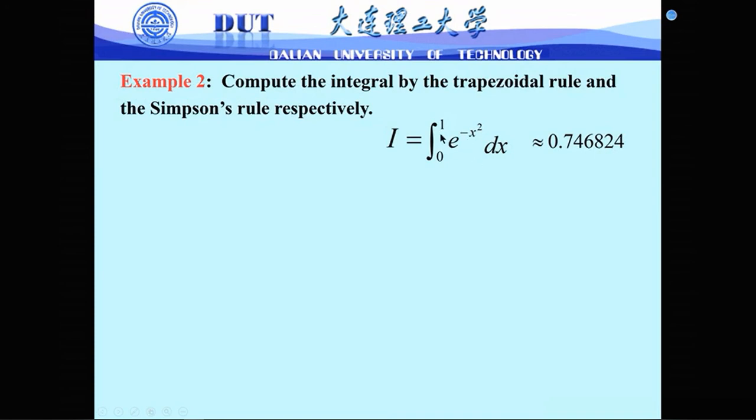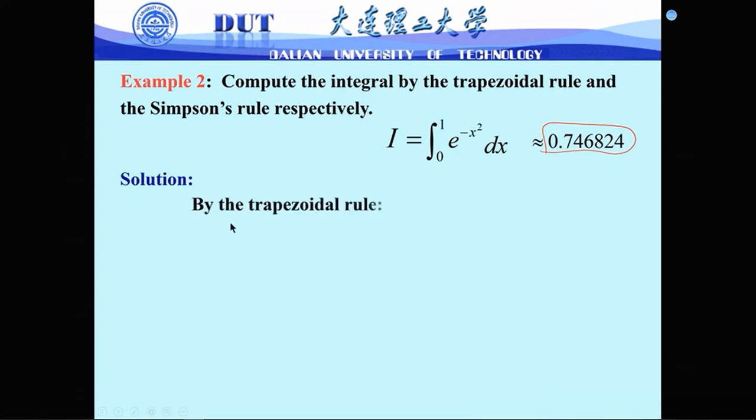It's okay? And also I can show you, okay, this integral is almost 0.74684. A good approximation. Now let's try. We use this number to compare the numerical results by trapezoidal rule and Simpson's rule.